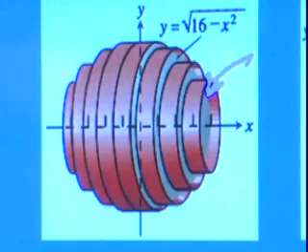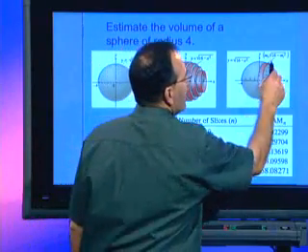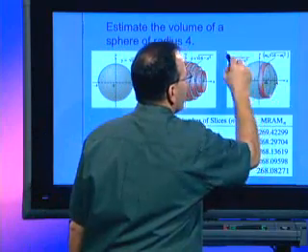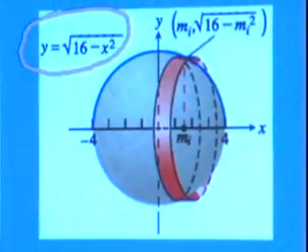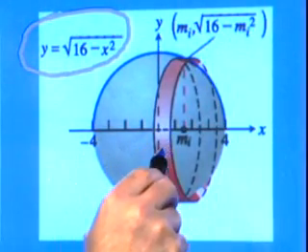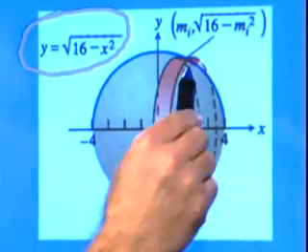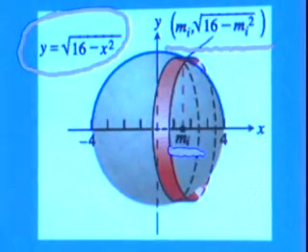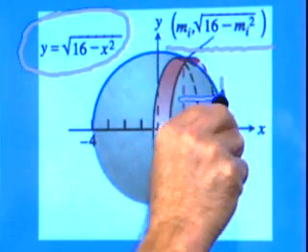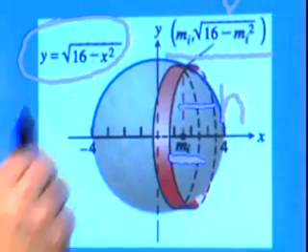And let's move to the third picture, where we can see that using y equals the square root of 16 minus x squared, we take a midpoint of one of the slices and plug it into our formula, and the height here would be equal to the square root of 16 minus the midpoint squared.